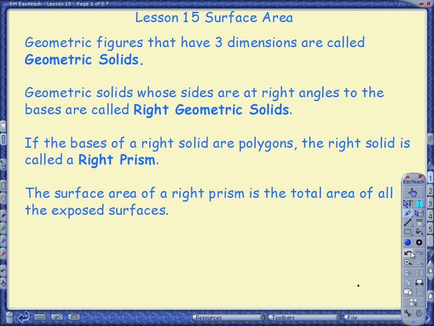If the bases of a right solid are polygons, like a triangle or a rectangle or a square or a pentagon or a hexagon, the right solid is called a right prism. The surface area of a right prism is the total area of all of the exposed surfaces. And that means the surfaces like on the outside.